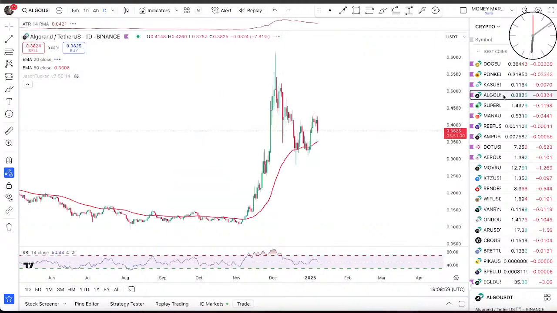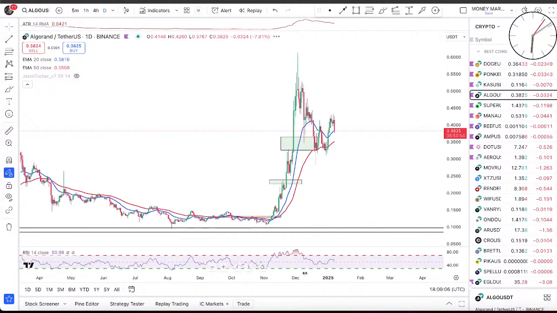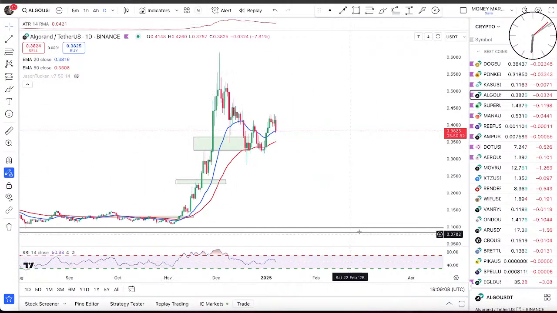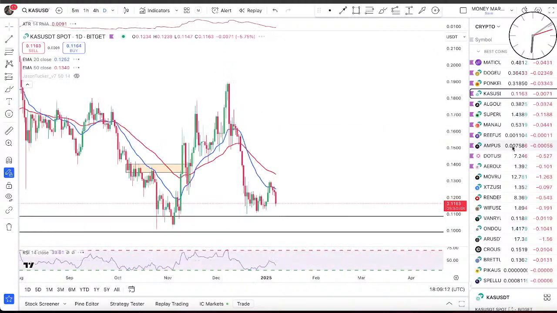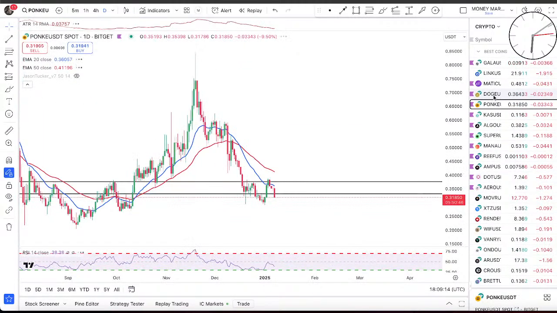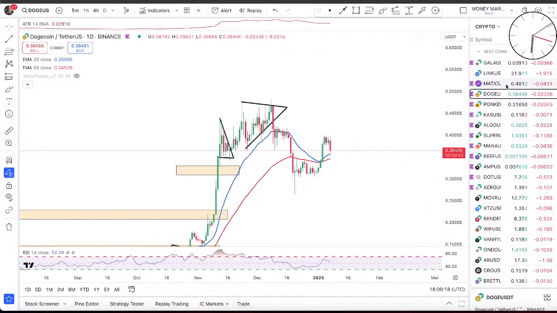Algo, it is very good. Algo has a very good future. Same like XRP, Algo has a good future as well. So it's gonna push up massively in future. Keep an eye on Algo. Doge, of course, because of fundamentals and Elon Musk.